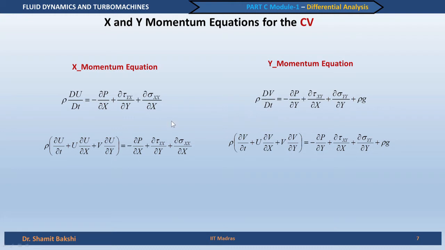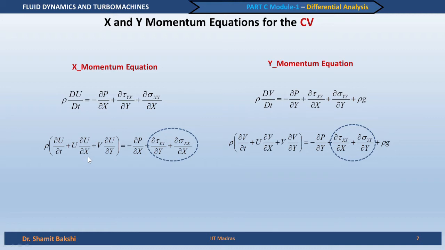What we are going to do today is to look at these two particular terms in these equations, that is the gradient of the shear stress and the gradient of the normal stress. How can we write these stresses with respect to velocity?